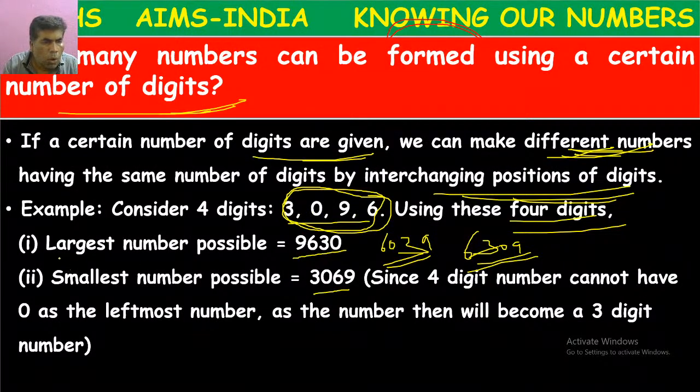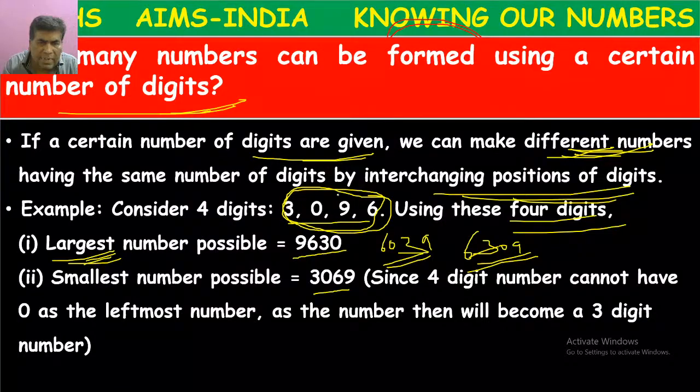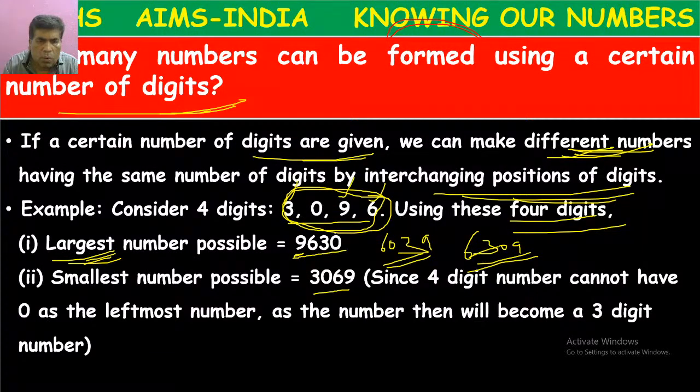But out of them, what is the largest number? Largest number means largest digit first. In 3096, what is the largest digit? 9. 9 we have to keep as the leftmost digit. After that 6, after that 3, after that 0. Like this, if we keep, this will be the largest number formed by the given 4 digits.